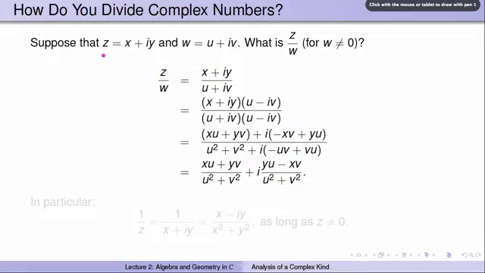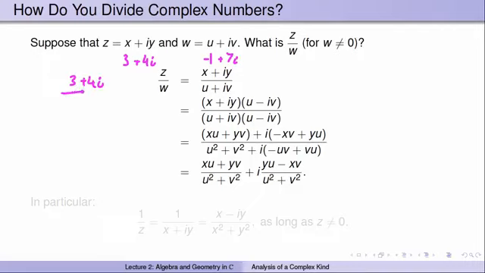Let's do this whole calculation with actual numbers. So suppose z is 3 plus 4i, and suppose w is -1 plus 7i. And I wanted to calculate this quotient. So I wanted to calculate 3 plus 4i divided by negative 1 plus 7i. How do I do that? Well, the idea is to multiply top and bottom by this number u minus iv.